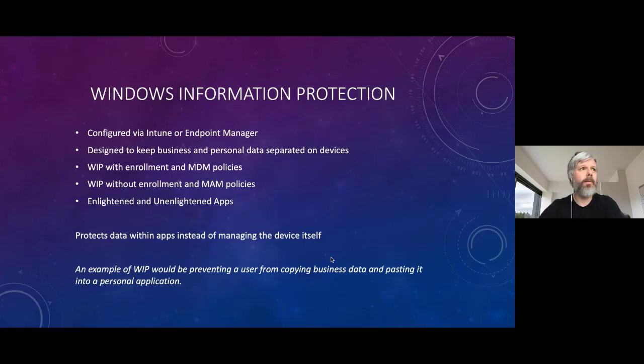And there's a link for this where you can find a list of third-party apps. All Microsoft native apps will by default be enlightened for WIP, but there are third-party apps which also know about WIP as well and can work with it, and apply that same protection. So that's what we mean when we're talking about enlightened and unenlightened apps. So this protects data within the apps itself instead of managing the device itself. And then we have that example there at the bottom of the screen of WIP preventing a user from copying business data and pasting it into a personal application.